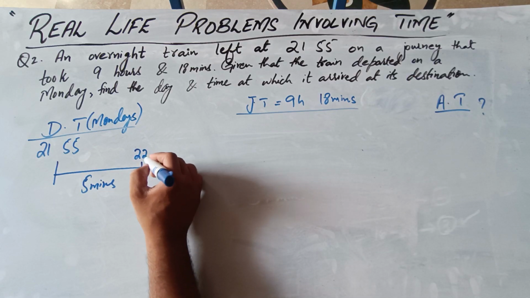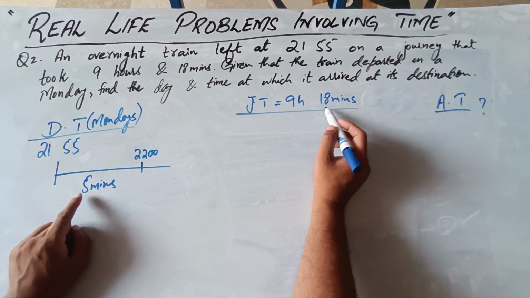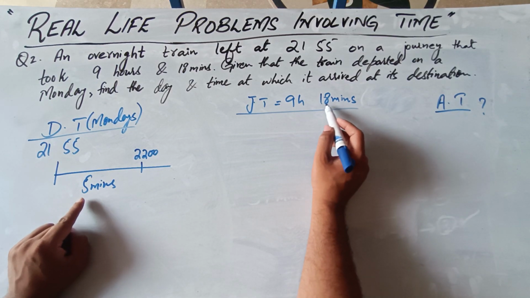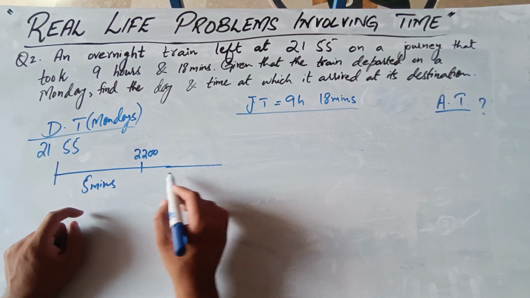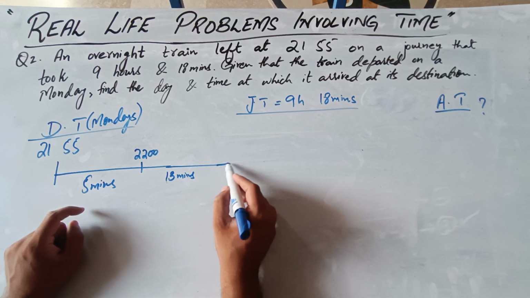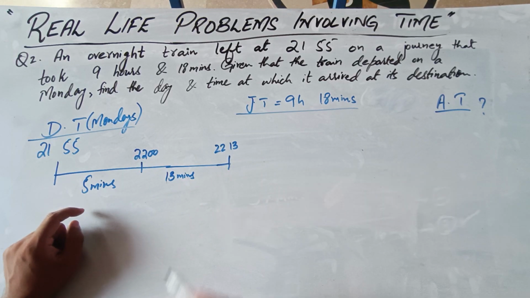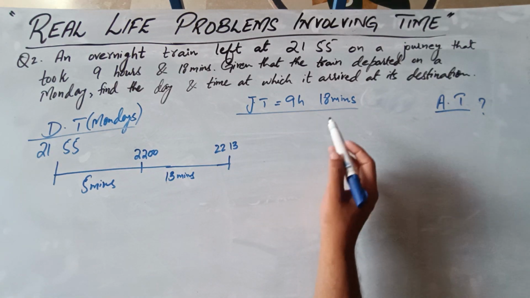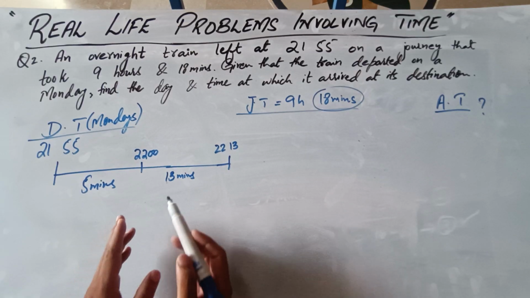After doing this, we would be at 22:00. We have added 5 minutes from 18 minutes. So 18 minus 5 is 13. Now 13 minutes are left. Now we are adding 13 minutes more. So we would be at 22:13. So after adding, all the minutes of the journey time have been consumed.